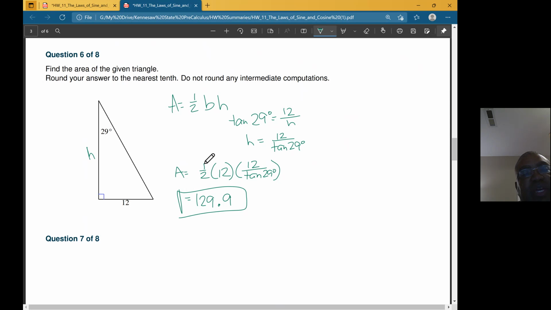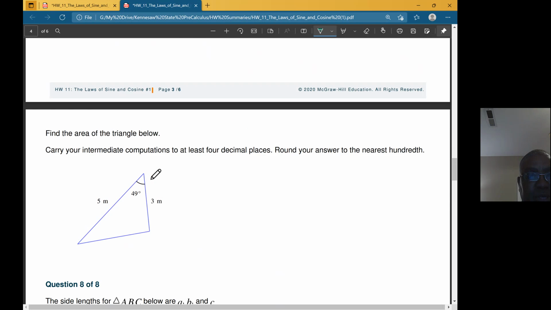Okay, this problem is about knowing what you're seeing and then solving for the height and then using that. I would probably write this one down in your notes.